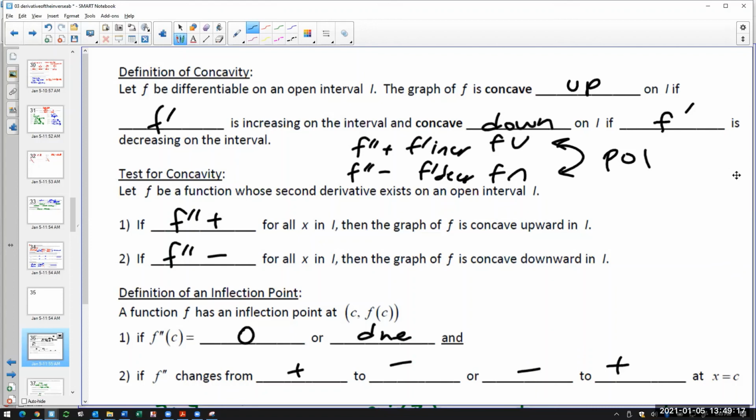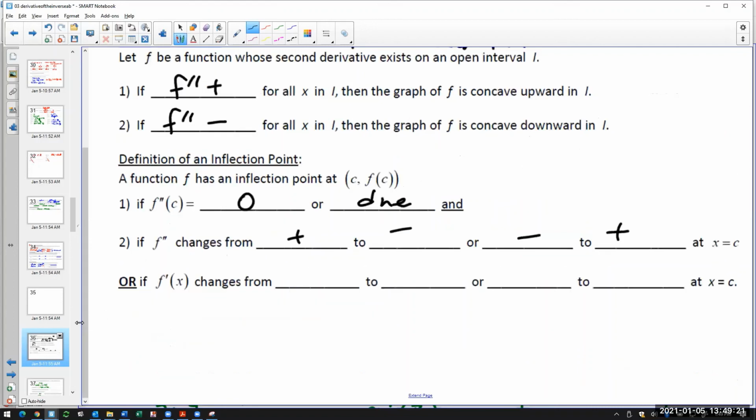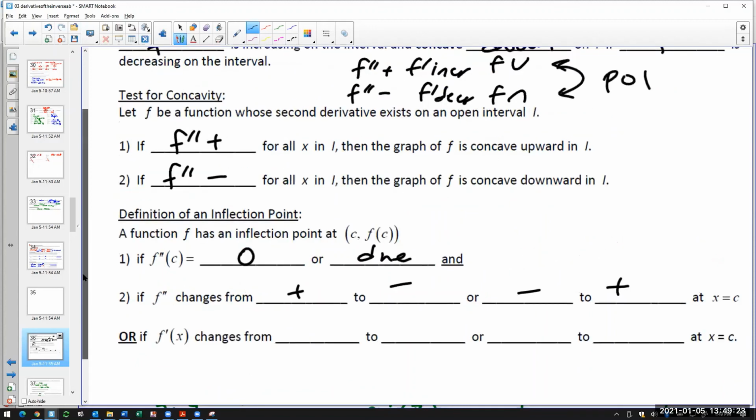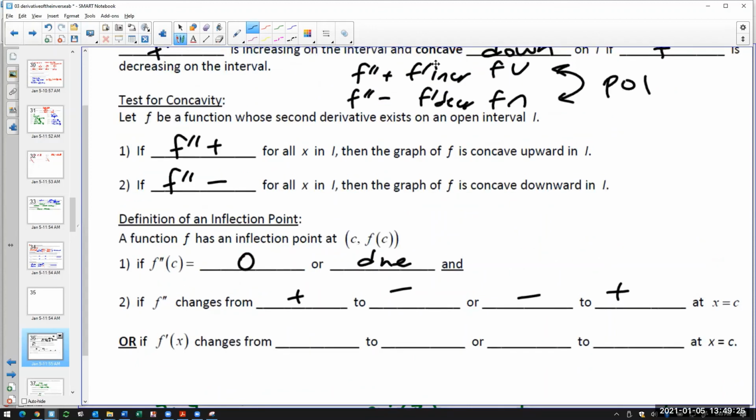I need to scroll this down, but I don't see, oh, here's a scroll bar. Okay, and then finally, what would f prime change from to have a POI? What does f prime change from? Increasing to decreasing or decreasing to increasing.